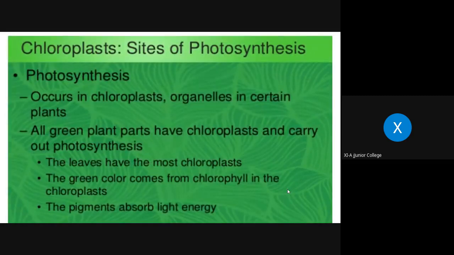so chloroplast is the site of photosynthesis, which occurs in organelles in the plants. These are present in the plant cells, and green plants have chloroplast and carry out photosynthesis. Now, what are the parts of green plants where photosynthesis takes place? What are the green parts of the plants? Main is leaves, then young stem, right? So whatever the green part is, that shows the presence of chloroplast, and there the process of photosynthesis takes place. And all those pigments like chlorophyll A, chlorophyll B, and carotenoids, which contain xanthophyll and carotenes, are the pigments which absorb light.